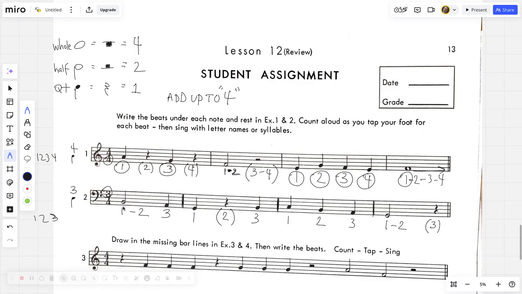Here we go. Counting along, clapping along. Ready, set, here we go. Hit and hold. 3, 1, 2, 3, 1, 2, 3, 1, 2, rest, or 3. So here we go, one more time. Ready, set, go. 1, 2, 3. 1, 2, 3. 1, 2, 3.